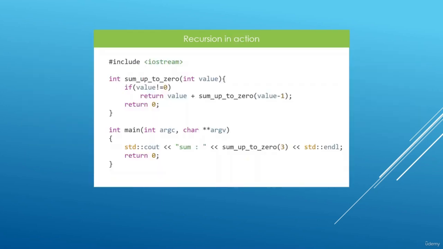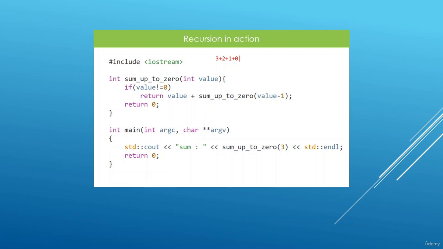Here we have a function called sum up to 0. It's going to return an integer, and it is going to sum up whatever integer we give it all the way to 0. For example, if we call this function with an argument of 3, like we are doing down here, the result is going to be 3 plus 2 plus 1 plus 0. And that's going to be a 6 if you add these up. This is what we want to achieve with this function.